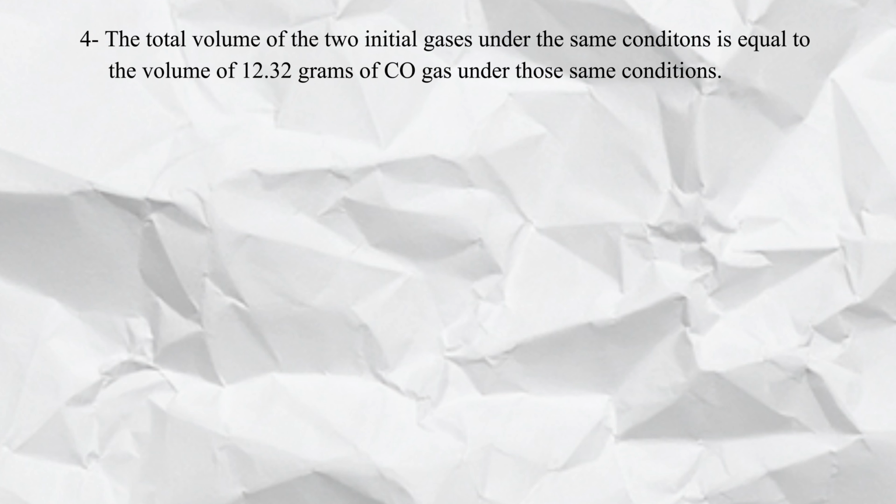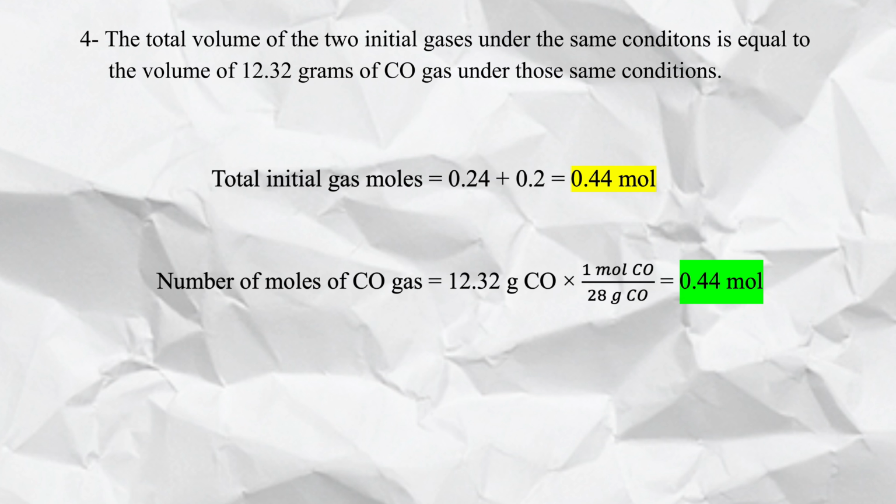Finally, statement 4 claims the total volume of these gases equals the volume of 12.32 grams of carbon monoxide. The total initial moles are 0.24 plus 0.2, which is 0.44 moles. 12.32 grams of carbon monoxide divided by its molar mass, which is 28, also gives us 0.44 moles. Identical moles mean identical volumes. So this statement is true.